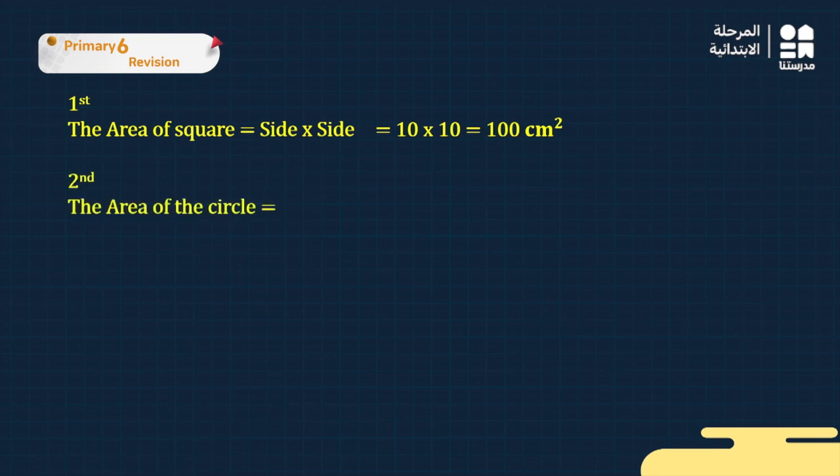And the second part: I will find the area of the circle by making pi times radius times radius. My pi is 22 over 7 times the radius. I will find the radius by making the diameter divided by 2. How did I get my diameter? He didn't mention the diameter, so it will be equal to the side of the square.